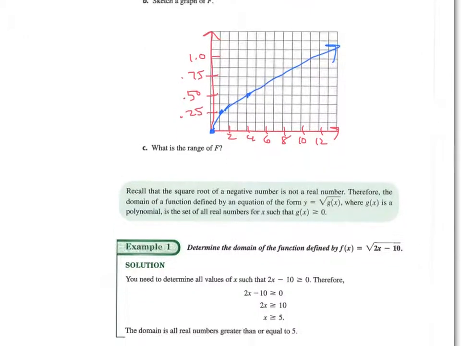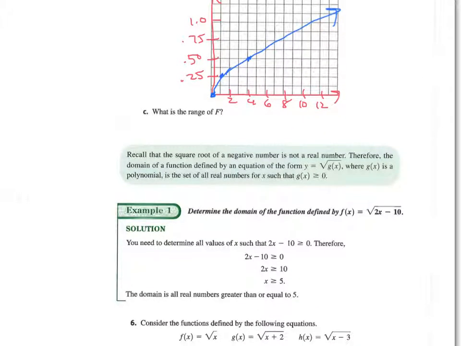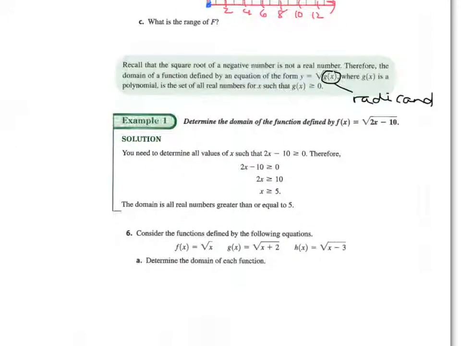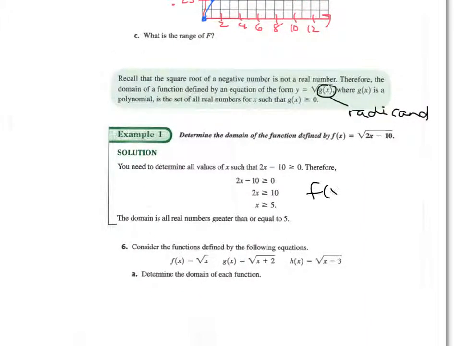If you look at this little green box, it's saying that for the domain of a function defined by a square root, a radical function, what's underneath the radical, which is called our radicand, is what matters. It's not that x has to always stay positive, it's that the whole value under the radical has to stay non-negative. They give you an example there, 2x minus 10. If that were under a radical, x would have to stay 5 and above in order to keep the radical term non-negative.